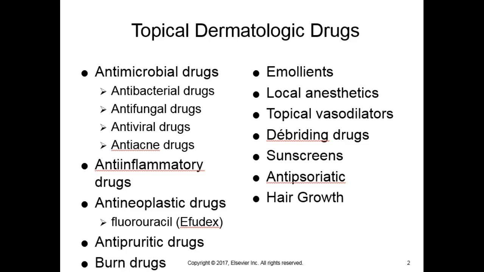There are drugs for topical parasites. You'll know topical parasites are things like scabies. You can buy something called Quell, K-W-E-L-L, for scabies. There are topical drugs for hair growth. You'll know the name Rogaine. That's a topical hair growth drug. So all kinds of drugs that go on topically.